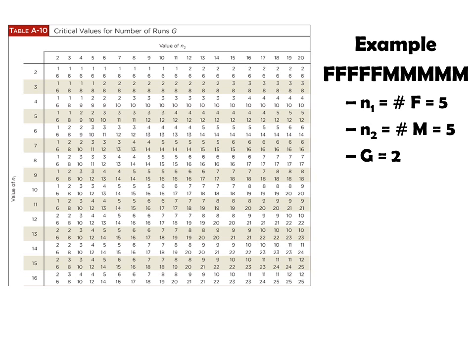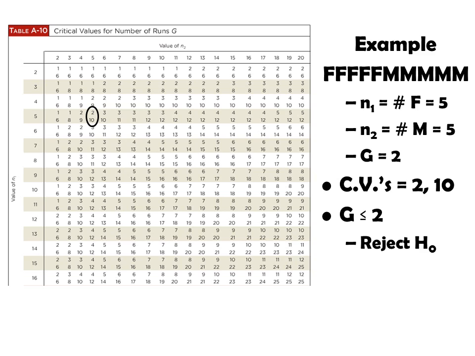So now to read this table, notice it says value of N1 across on the left, value of N2 across the top. So if we go down to N1 is 5, over to N2 is 5, we see our two critical values there of 2 and 10. So there's our critical values. Now G is 2. That is indeed less than or equal to the smaller of those two critical values, and so we would reject the null hypothesis.